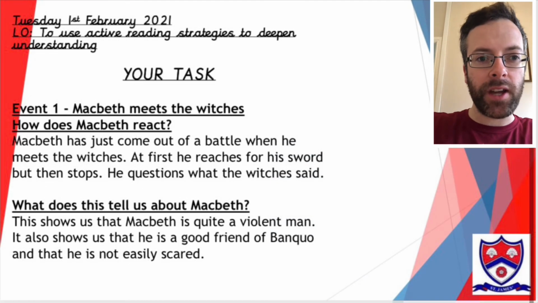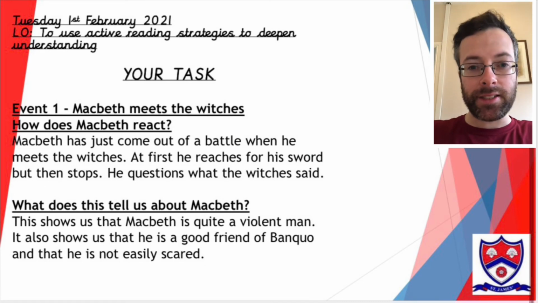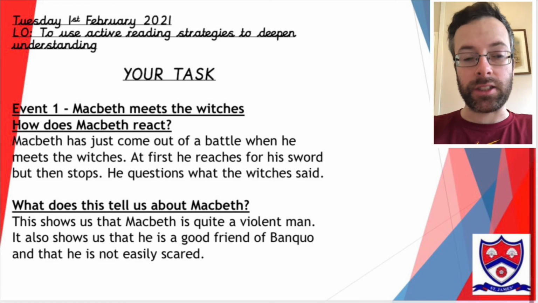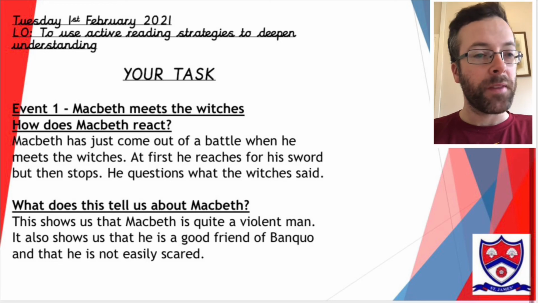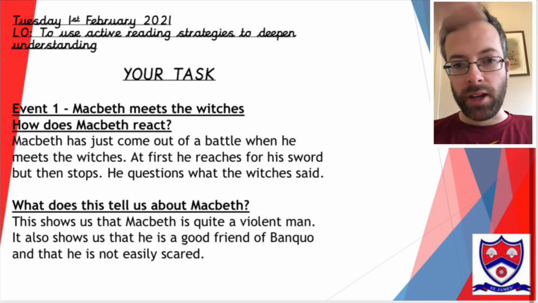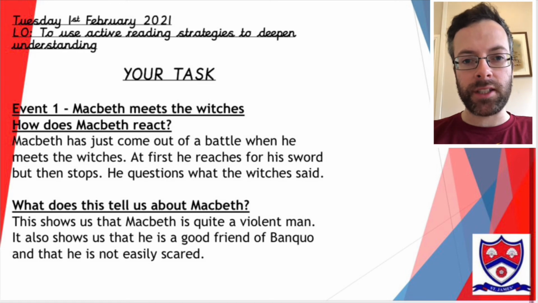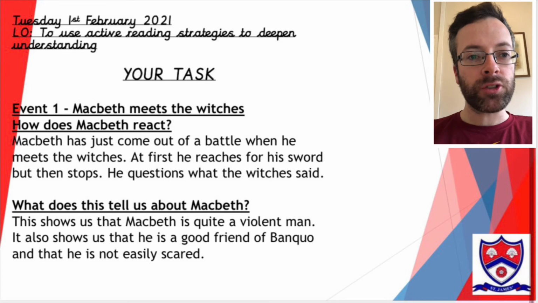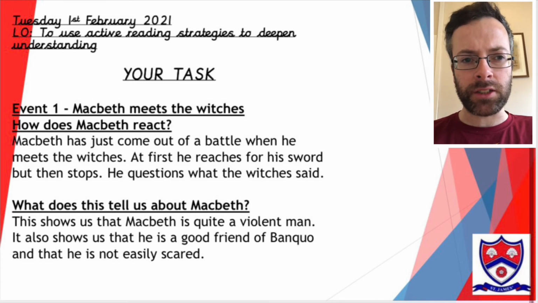So for that first event, Macbeth meets the witches. This is the kind of thing I would like you to do for the other ones too, okay? You'd write the title, Event 1, Macbeth meets the witches, then a little subheading, how does Macbeth react? And then I've said, Macbeth has just come out of the battle when he meets the witches. At first he reaches for his sword, but then he stops. He questions what the witches have said.